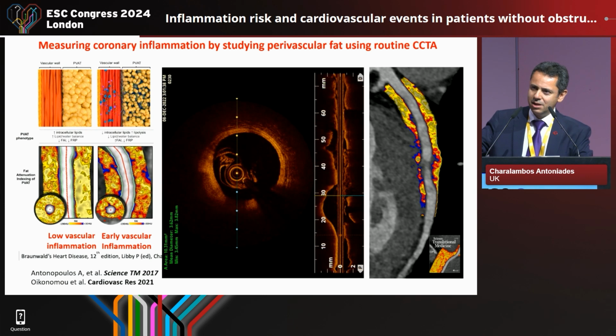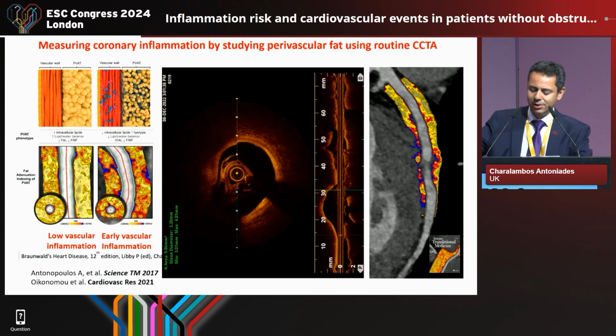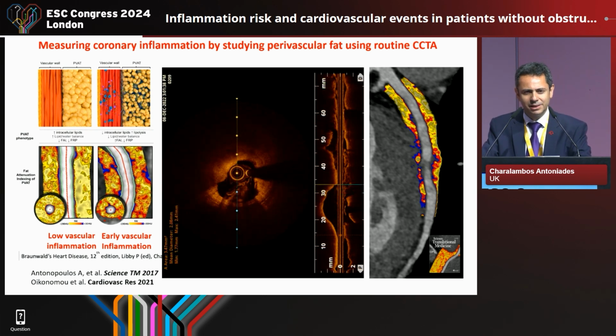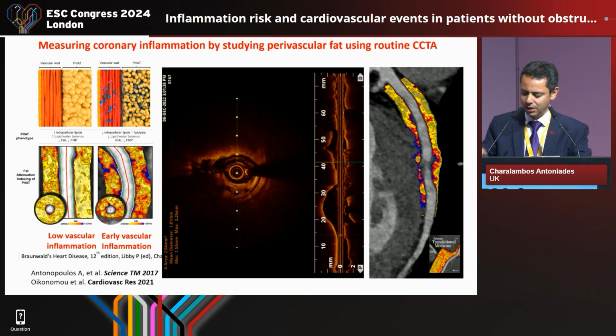And in this case that I present on your right, this is a late presenting STEMI. This is a highly inflamed plaque, and you can see how the perivascular fat becomes red in the area with high inflammation as you move along the coronary artery.